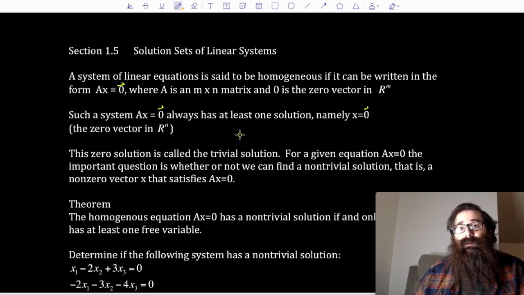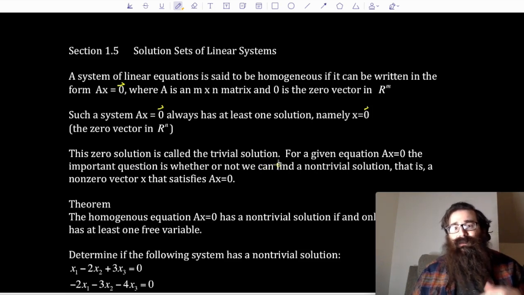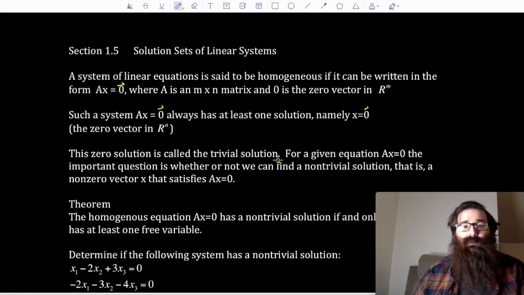However, this isn't really an exciting solution. In this case, we call the zero solution the trivial solution. You say, well, we're always going to have that. The question is, is that the only possibility, or are there others? So the zero solution is called the trivial solution. For a given equation, Ax equals 0, the important question is whether or not we can find a non-trivial solution. That is, a non-zero vector x that satisfies Ax equals the zero vector.